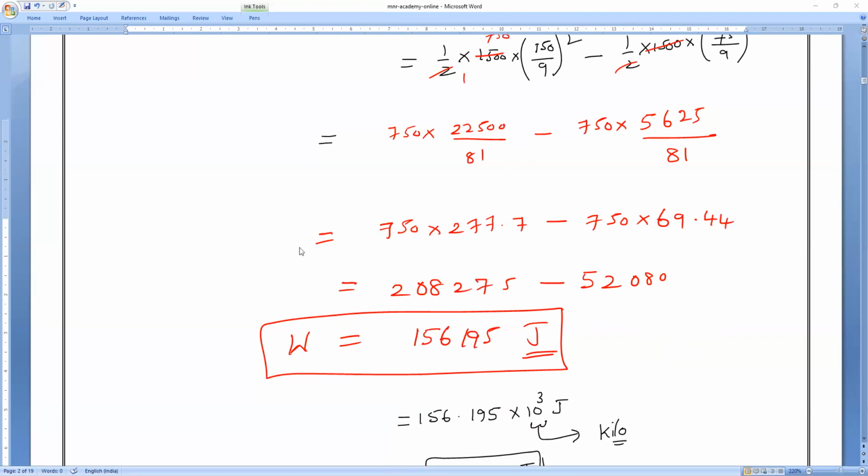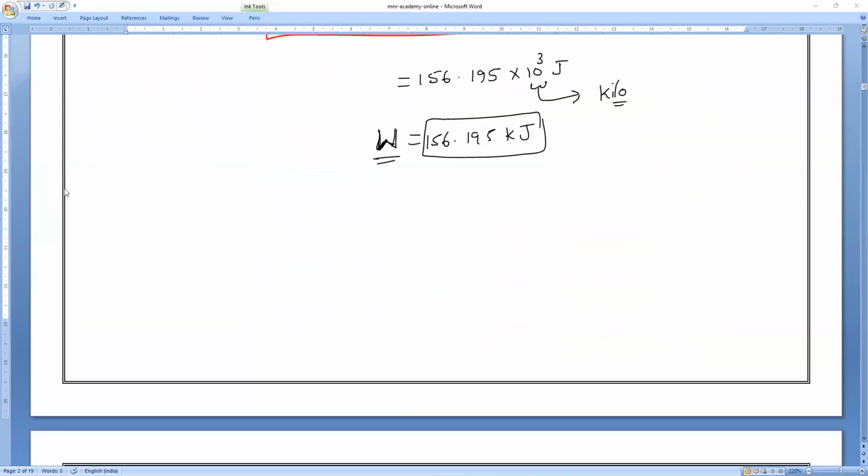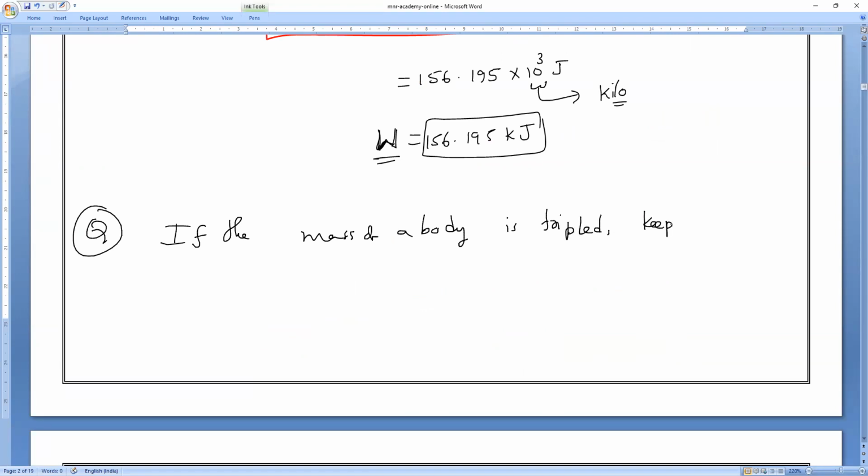So next question, I'll give 2 questions. Question number, next question. If the mass of a body is tripled, Kishore doing a tripled, keeping its velocity constant, Mr. Sailesh, after many days joining, what will happen to its kinetic energy?